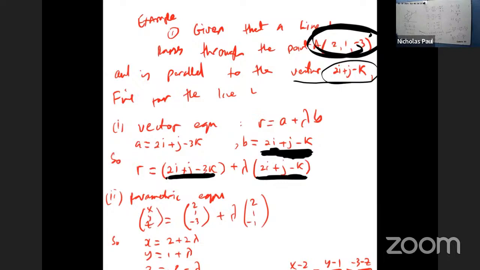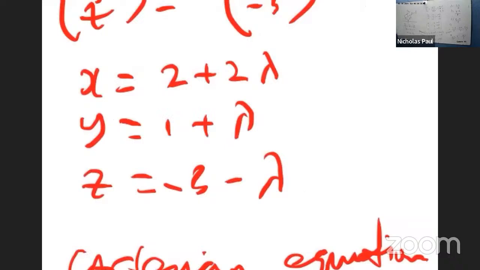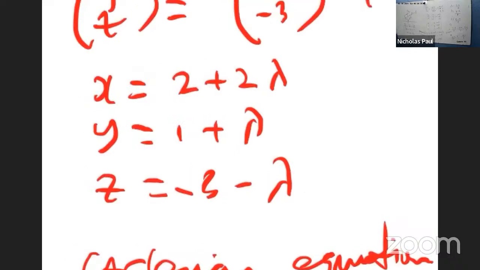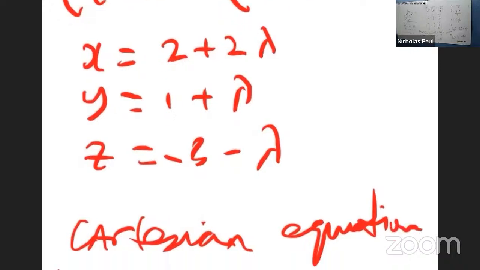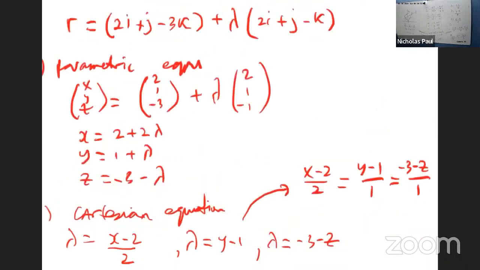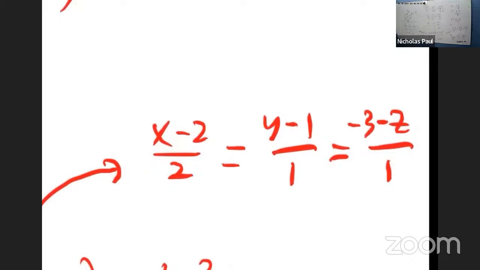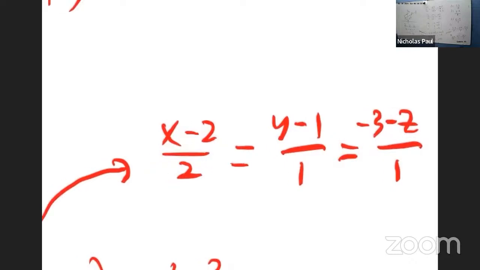Okay, John? You okay with that? So you write it vertically first, and then you multiply it out. And you end up with x is equal to 2 plus 2 lambda, y is 1 plus lambda, z is minus 3 minus lambda. Look at that? Parametric. And then what's the next step, Shivish? To get Cartesian? Make lambda the subject. When you make lambda the subject, you will end up with x minus 2 on 2, y minus 1 on 1, z minus 3 minus 0 on 1. Okay? And you go through.